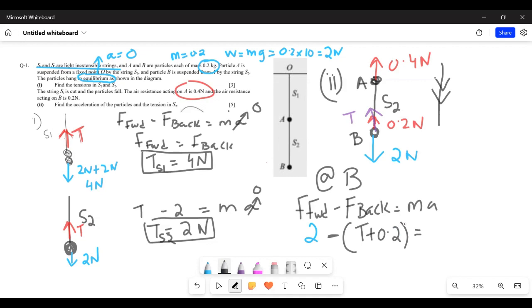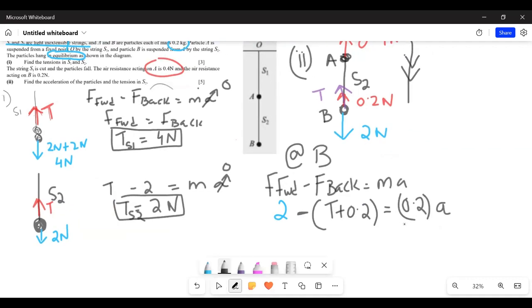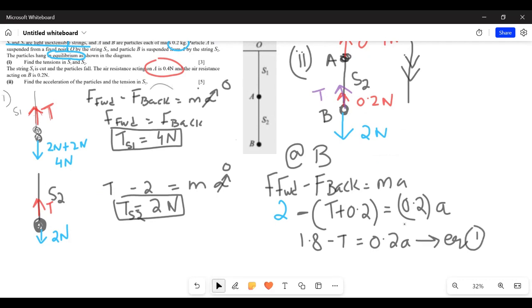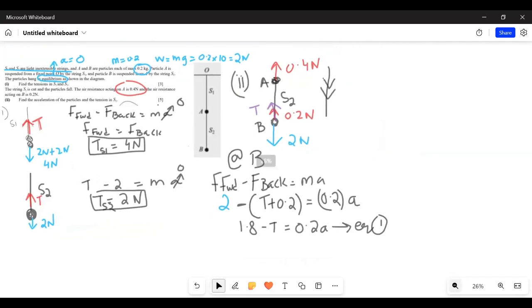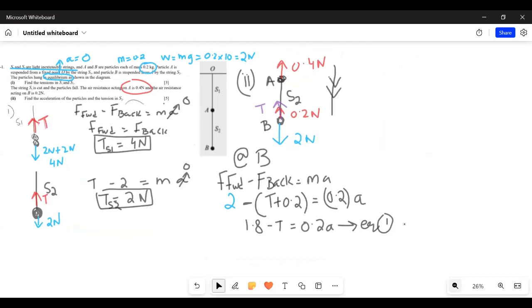What's the mass of object B? 0.2. And acceleration we don't know yet; we have to find that out. So it's going to be 1.8 minus T equals 0.2A. We're going to call this equation 1. By applying Newton's second law on particle B, we formed this equation: 1.8 minus tension equals 0.2 times acceleration.